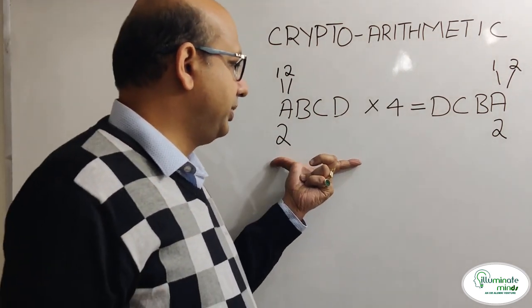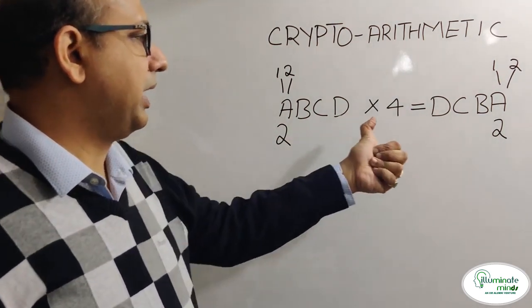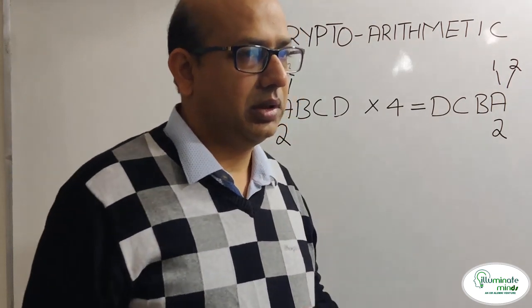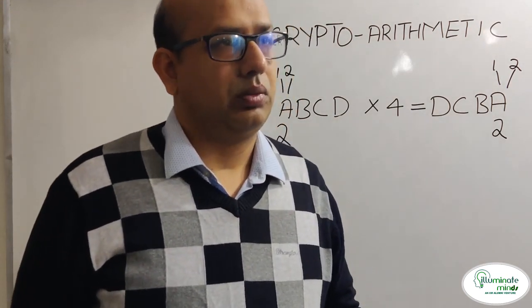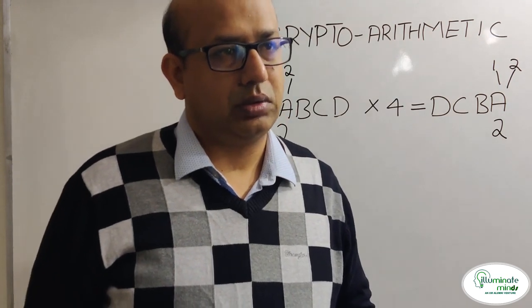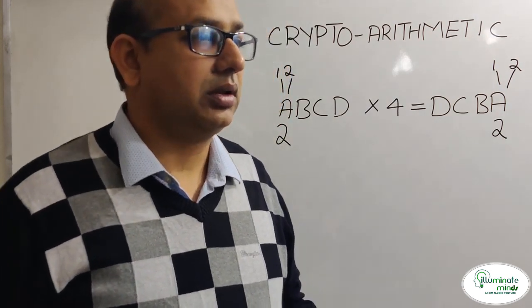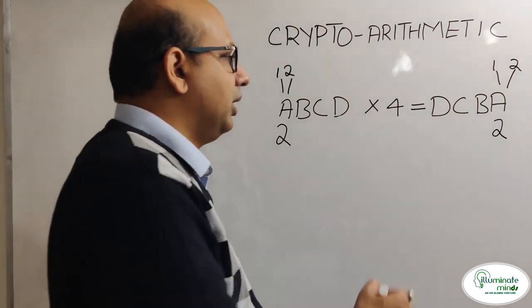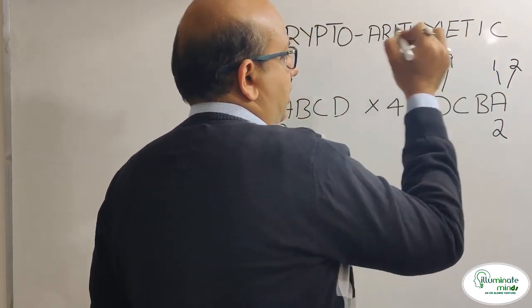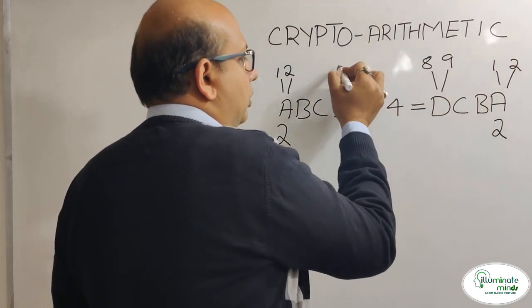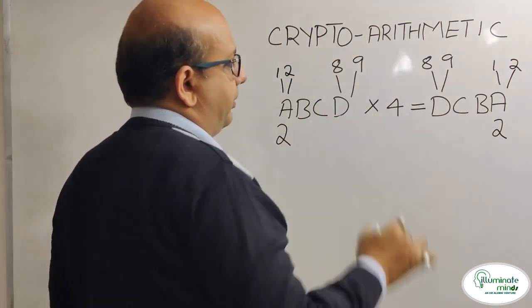That means this number would be something like 2000 plus, multiplied with 4, resulting in a 4-digit number. So 2000 plus any number multiplied with 4 would possibly be what? 8000 plus, 9000 plus or 10,000 plus. 10,000 plus is not a possibility. So this D can be only 8 or 9. Similarly, this D will also be 8 or 9.